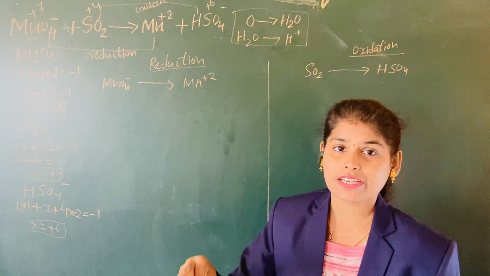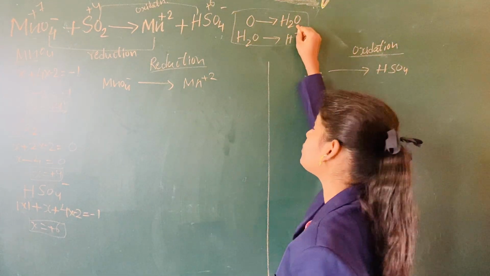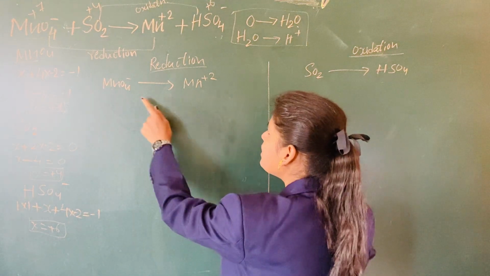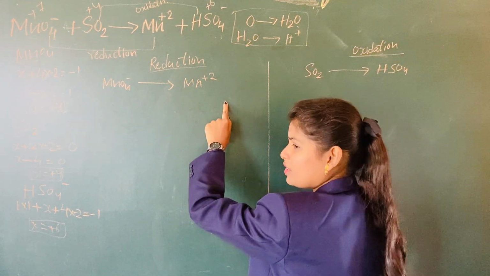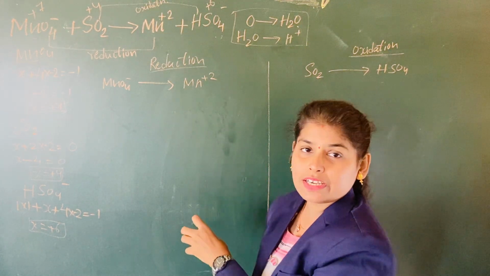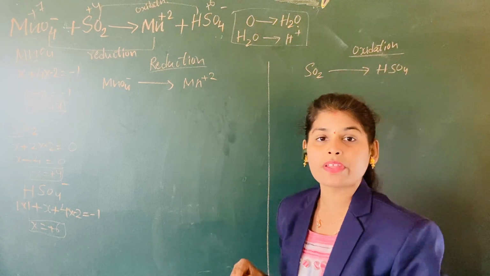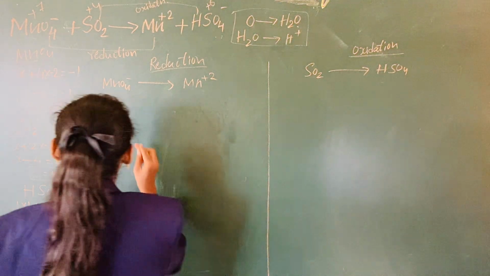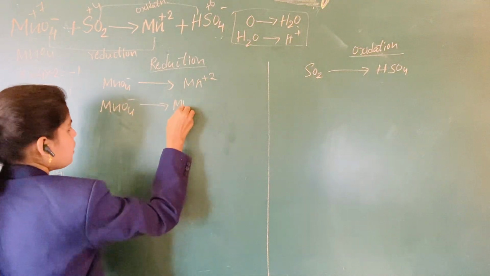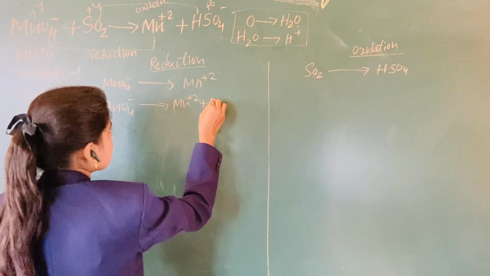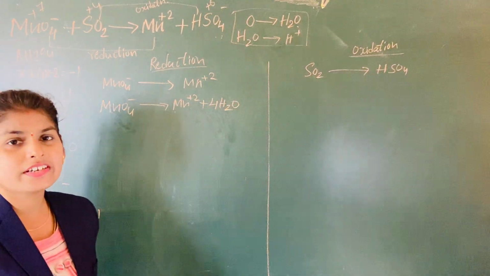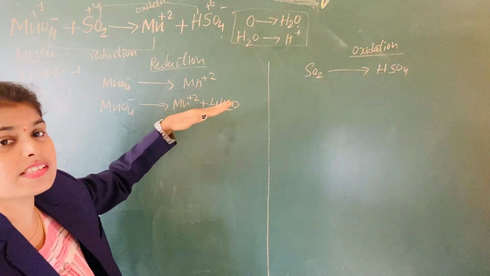But in the acidic medium, to balance oxygen we need to add H2O. Since we have 4 oxygens on the reactant side and none on the product side, I will add 4 H2O on the product side. That is why the equation becomes MnO4 minus gives Mn +2 plus 4H2O. I hope you are understanding. This is the step to balance the oxygen.